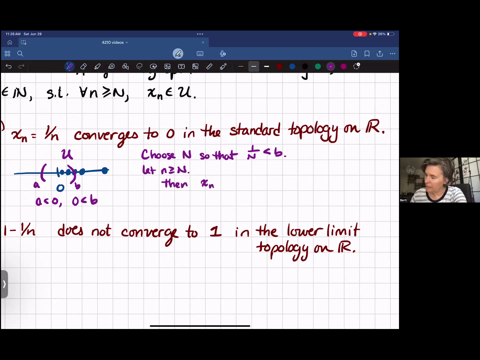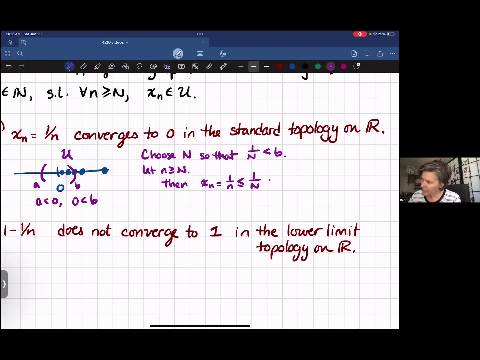Then x sub n equals 1 over little n. Okay, I want to compare these two: 1 over little n and 1 over capital N. Which one's bigger and which one's smaller? Well, capital N is the smaller integer, so 1 over capital N is the bigger fraction, right? Bigger denominators make smaller fractions.